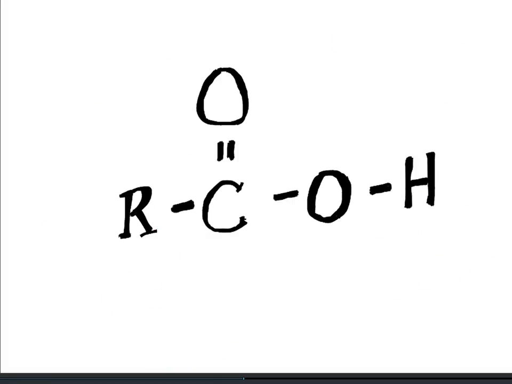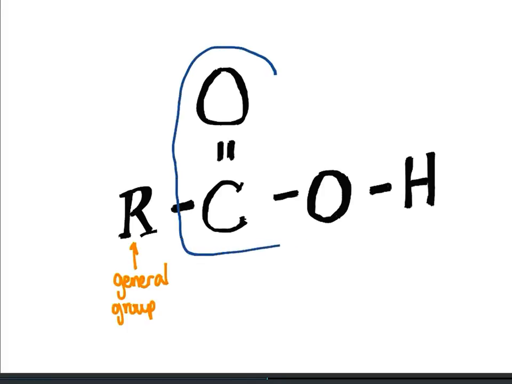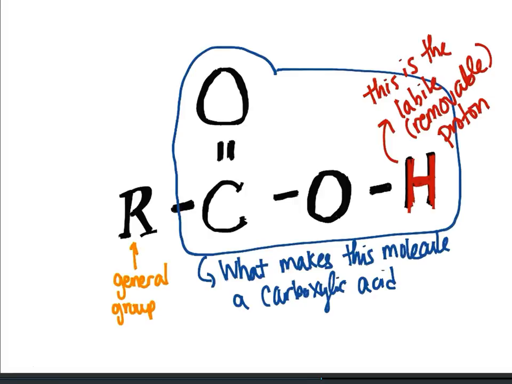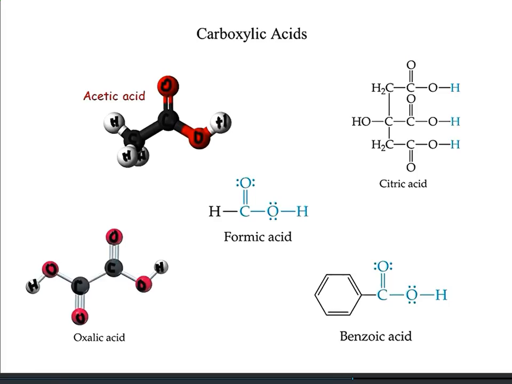So whenever that functional group, COOH, is attached to any general R group, we use R as a generic group in chemistry to denote any kind of carbon-hydrogen group. The COOH group is what makes this compound a carboxylic acid. This hydrogen is the removable or labile hydrogen, or acidic hydrogen is another word for that. And so the conjugate base of this group would be R with a COO minus.